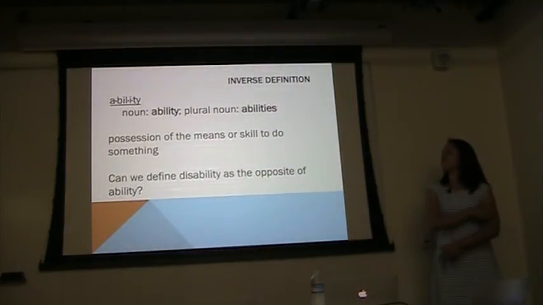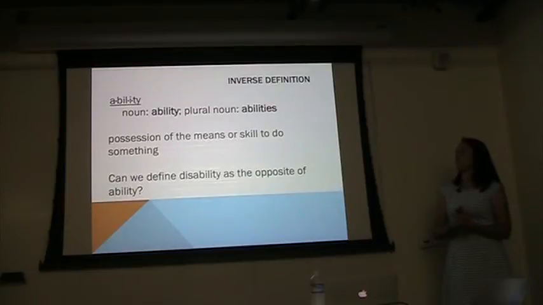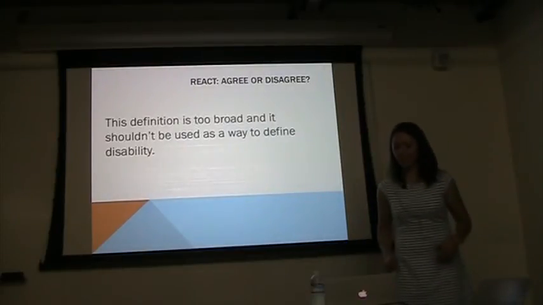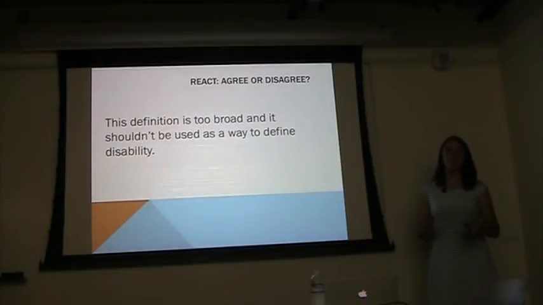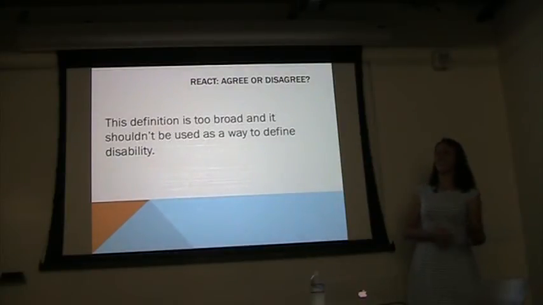This is the inverse definition, which is very in line with what you pointed out. Ability is defined as the possession of the means or skill to do something. And my question is, can we define disability as the opposite of ability? In Nearpod, this would be a chance to poll the students: agree or disagree, this definition is too broad and it shouldn't be used to define disability. So what do you guys think? Too broad? Is it good to define disability as the opposite of ability? Not possessing the means to do something?